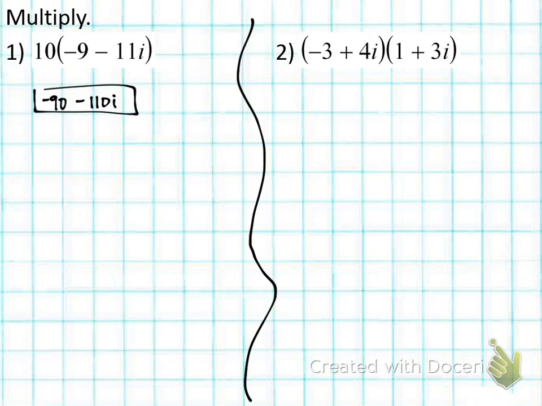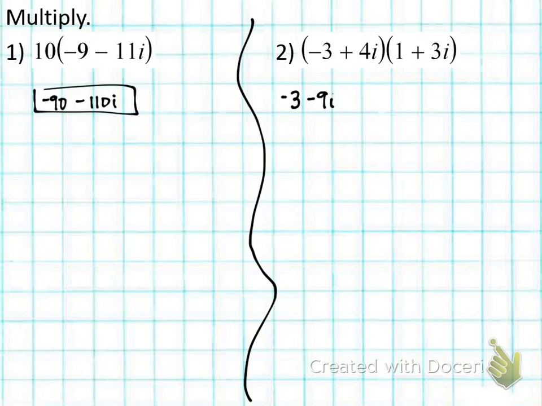So number 2, watch again. Don't write down anything yet. We have two binomials. These are two complex numbers being multiplied, right? There's a multiply sign in between these two parentheses. So the first thing you want to do is multiply the first term times the first term here. -3 times 1 is -3. Okay. Then we have -3 times positive 3i, which is -9i. Okay, we're done with that part.